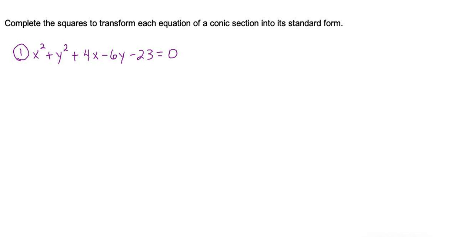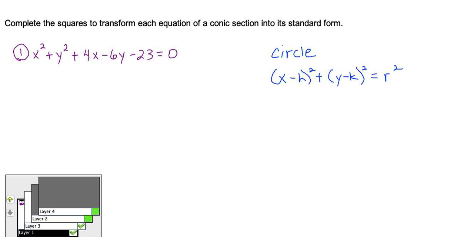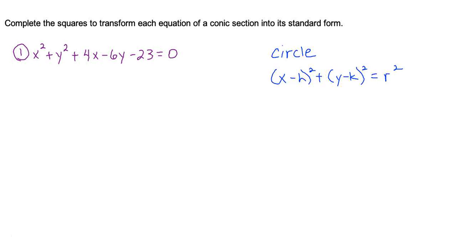So for number 1, the coefficients are exactly the same. So that means this is a circle. And of course, to put it in standard form, this is the equation we're going for. X minus h quantity squared plus y minus k quantity squared equals r squared. We know h, k is going to be the center and r is going to be the radius.